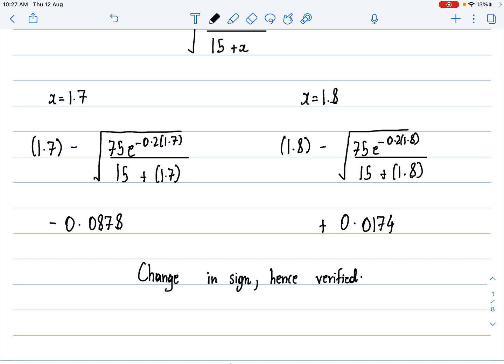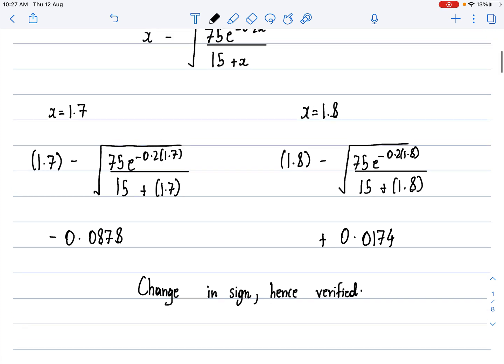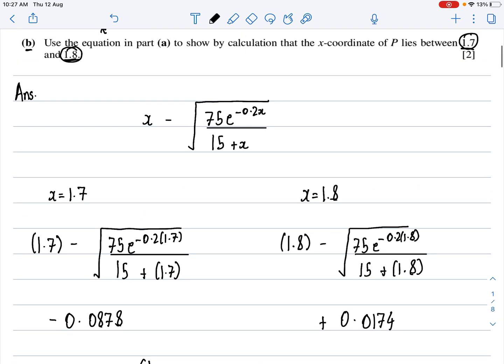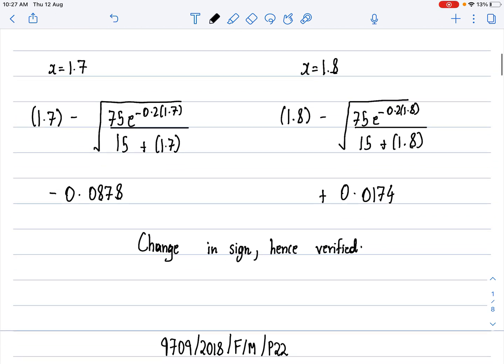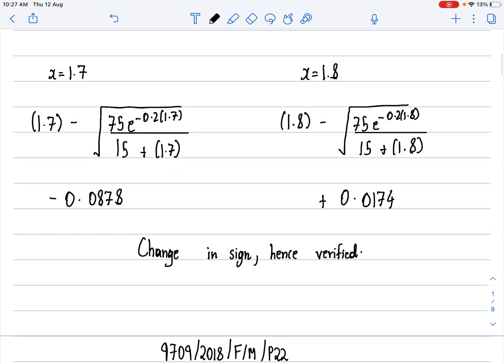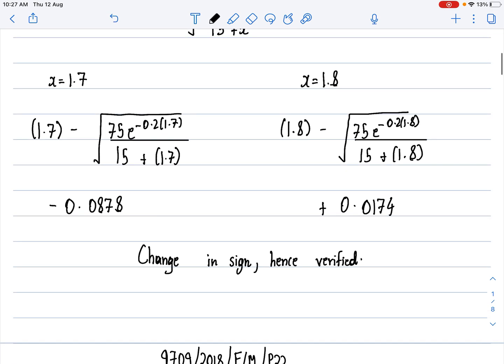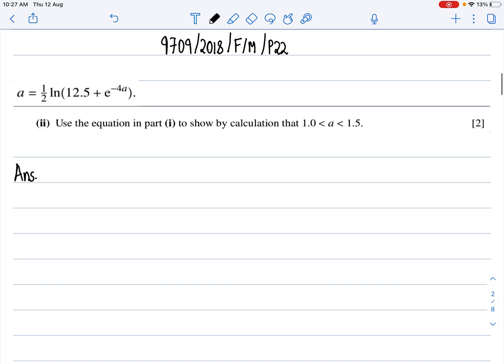Understood the process? It's a really simple process. Correct? The first step is getting everything to one side. Then first put one value of x, then another value of x. Okay? Almost every time you'll get a change in sign. Then you just need to write change in sign, hence verified. Now, let's do another example.